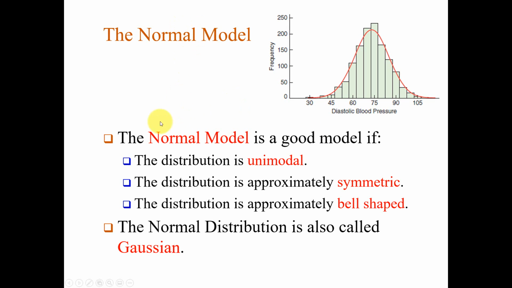So talking more about the normal model, it's good if the distribution is unimodal, approximately symmetric, and approximately bell-shaped. You see up here it's got a shape of a bell. It could be fatter, it could be thinner, it's still got a shape of a bell. And the normal distribution is also called Gaussian, named after Frederick Gauss.